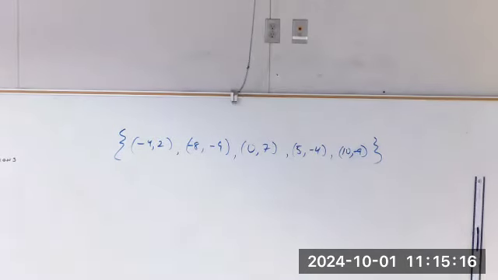Inverse functions undo each other, which means they're going to switch the ordered pairs. They're going to switch domain and range. The function's domain is the inverse's range, and the function's range is the inverse's domain. Ordered pairs: one's x is the other one's y.